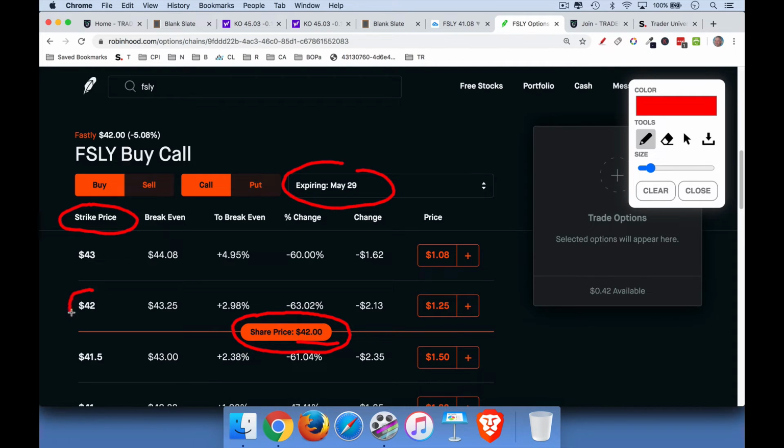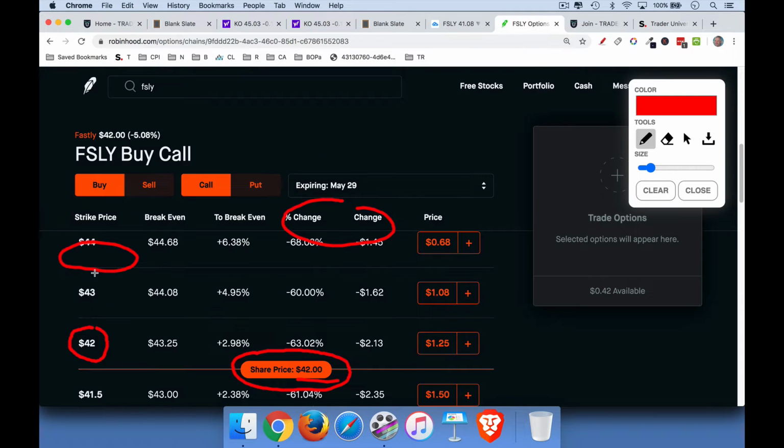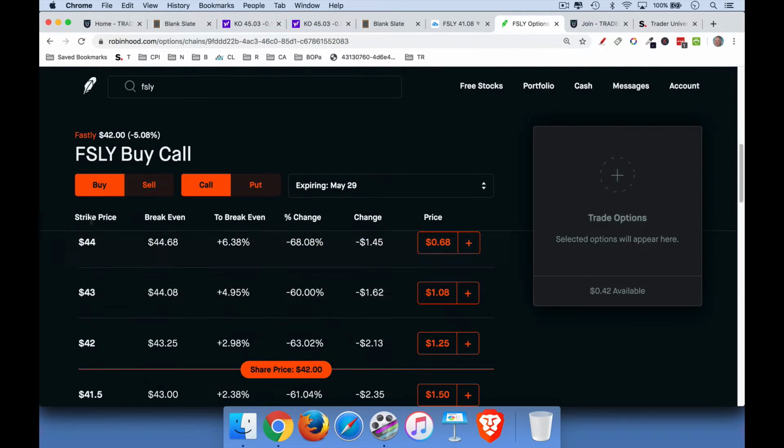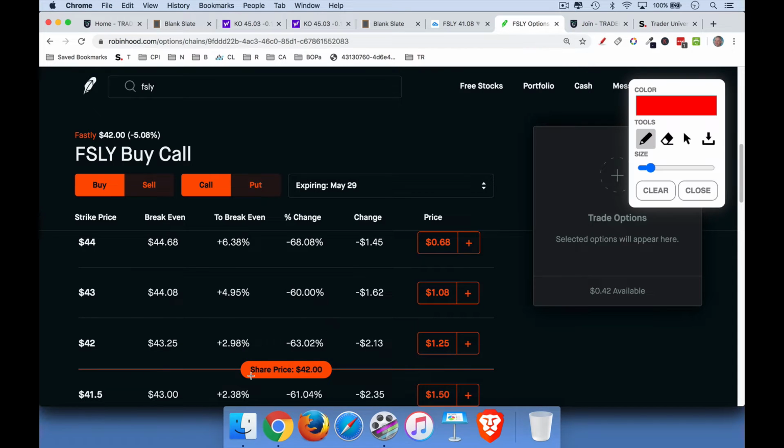We can see here the 42 strike price. That would be at the money, because the strike price is equal to the stock price. And then we have the out of the money calls, which are, if I scroll up here, let me close this, all of these. One way to visualize this on Robinhood is, if the stock price is right here, these will be the out of the money calls, and anything down here will be the in the money calls. And if the call's right at the stock price, that will be the at the money call.